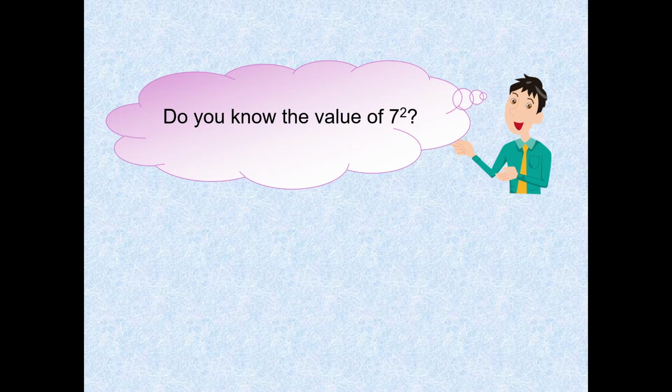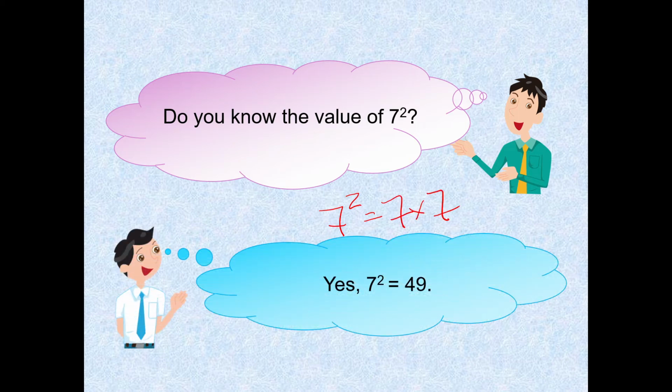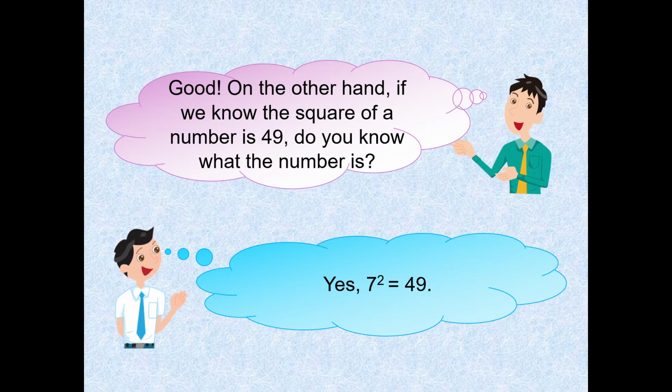Question 1. Do you know the value of 7 square? 7 square means 7 times 7, right? So the answer is 49. So now question 2. If I know a number that its square is 49, then do you know what the number is? The answer is 7, right?